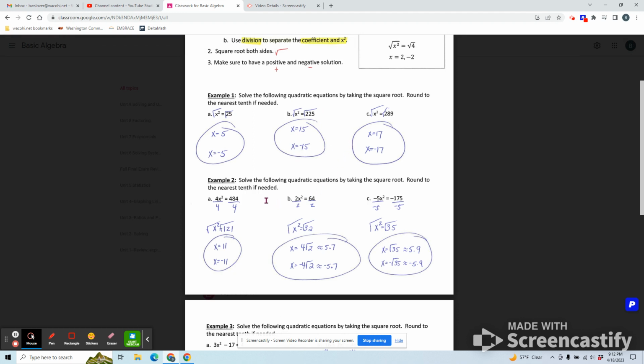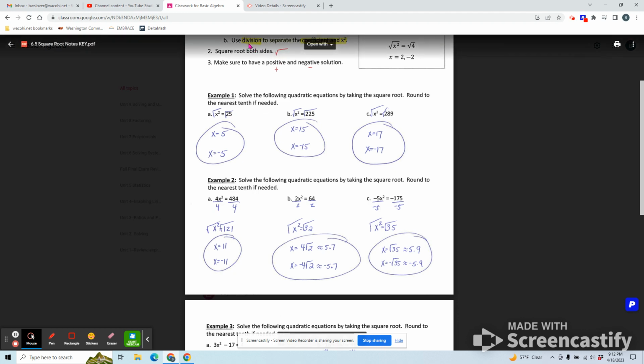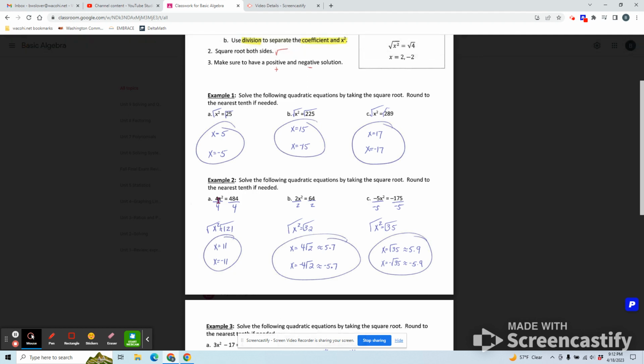So example 2, now I have a coefficient in front of my quadratic term, so I have to get rid of it. So I'm going to do the inverse operation. So right now it says 4 times x squared. That means I'm going to divide to get rid of that 4. It also says that up here. Use division to separate the coefficient and the x squared. So I'm going to use division. I divide by 4, and then I take the square root.